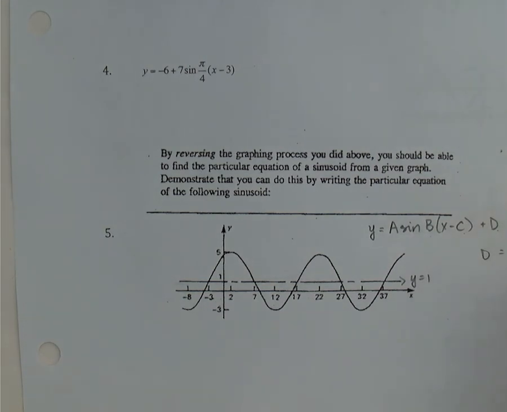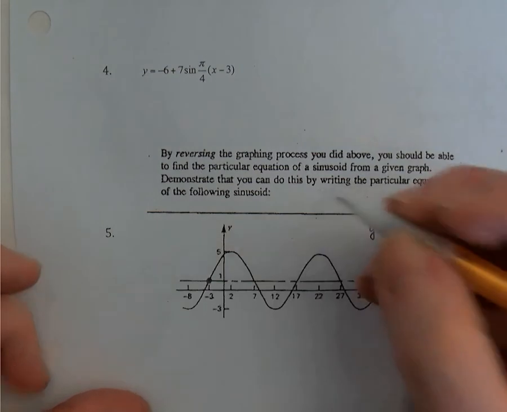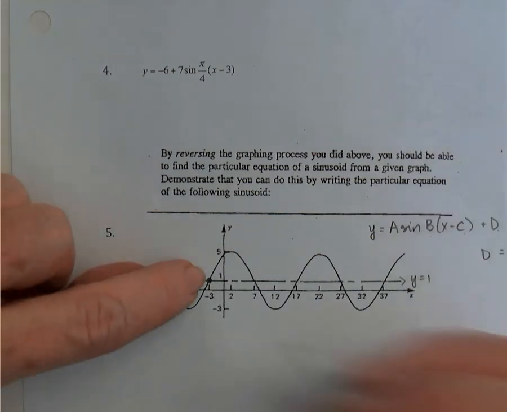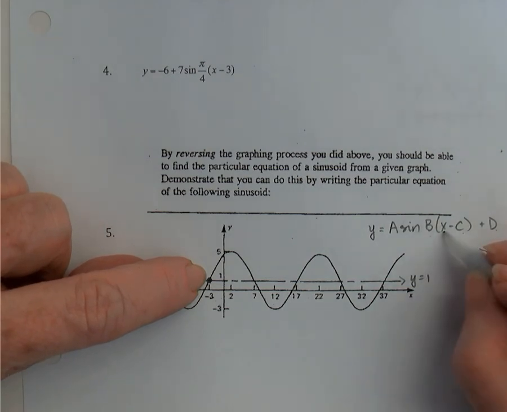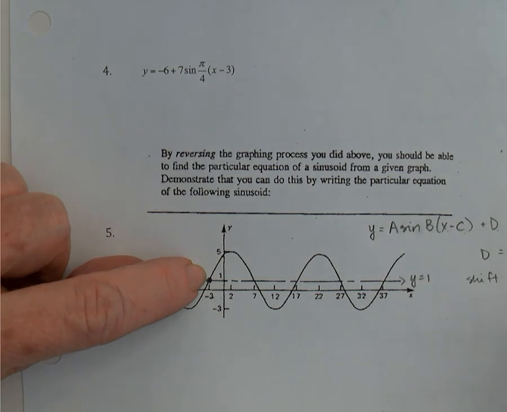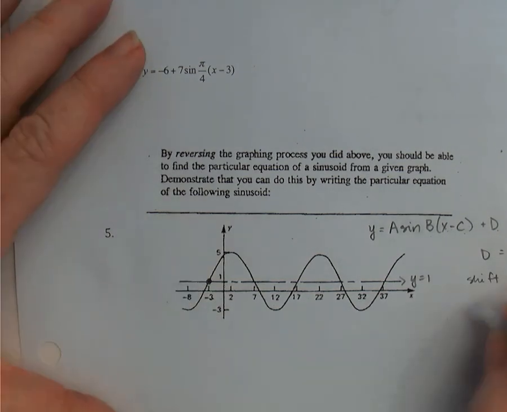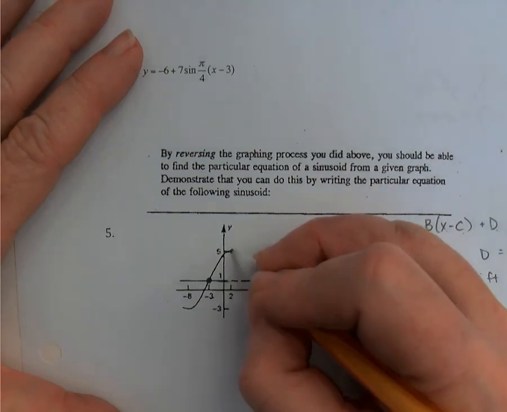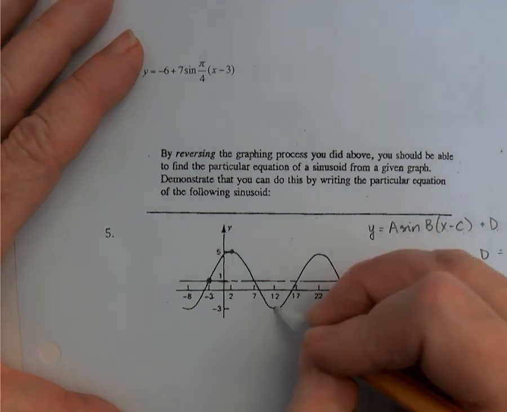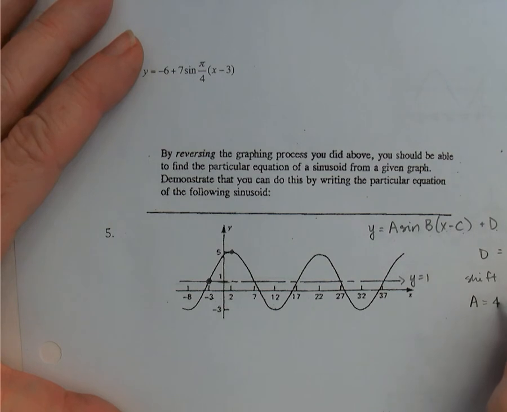The other thing I know is that if I'm thinking about sine, well, sine usually starts on the sinusoidal axis going up. So I could say that this is a shift 3 to the left. So when I put this in, this is going to become x minus negative 3. So that's going to be x plus 3. I know my amplitude. Let's see, our sinusoidal axis is at 1, but this goes all the way up to 5. And it dips down to negative 3. So my amplitude is 4.